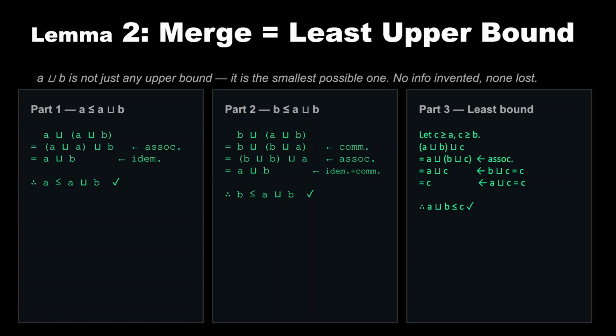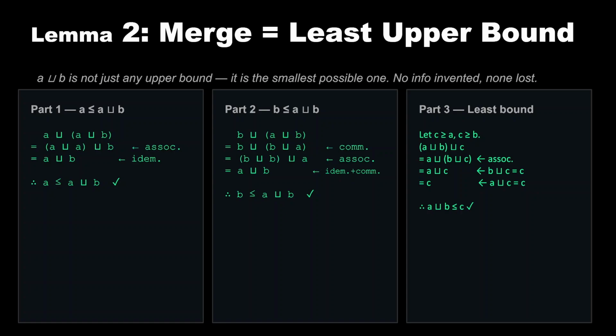Part 1. The merge result is above A. We use associativity to regroup, then idempotency to collapse. Done. Part 2. The merge result is above B as well. This time we use commutativity first to bring B to the front, then associativity, then idempotency.